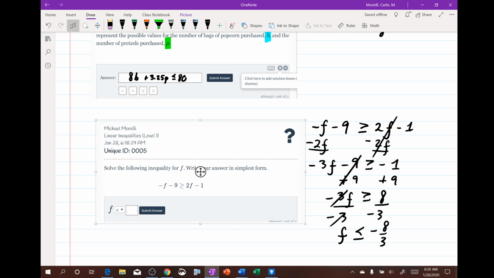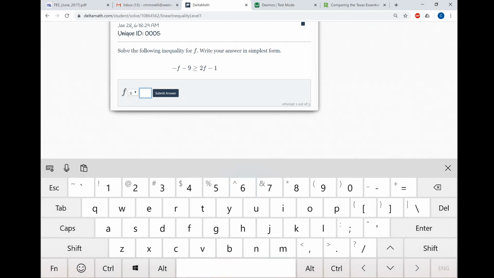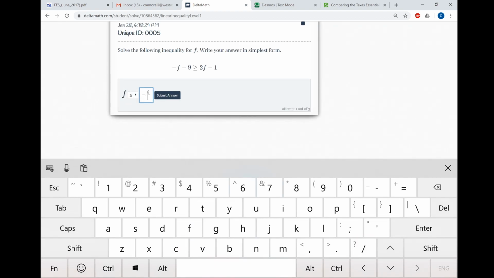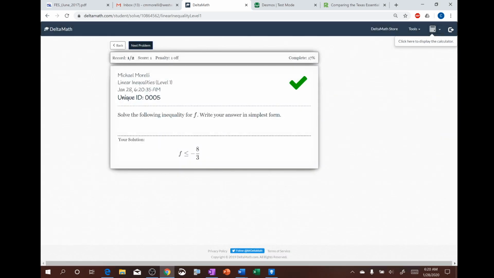Okay, all you're going to have to do is change the inequality symbol here to be less than or equal to, and then in here you'll put negative 8/3. So let's go back and do that. Less than or equal to negative 8/3. Submit answer, and that's how you do that one.